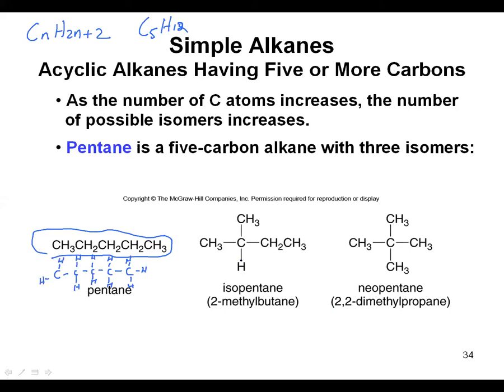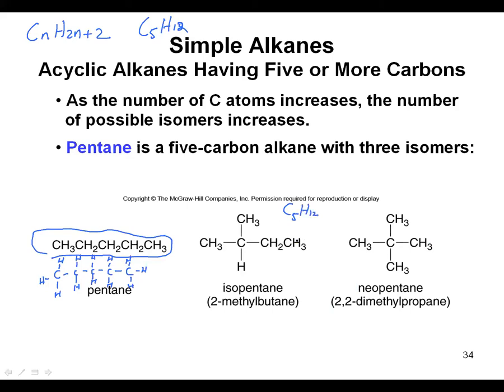Here's also 2-methylbutane and 2,2-dimethylpropane. These are all, if you count up everything here, 1, 2, 3, 4, 5 carbons, 3, 5, 8, 11, and 12 hydrogens. So again, they all have the exact same formula, but they are different.